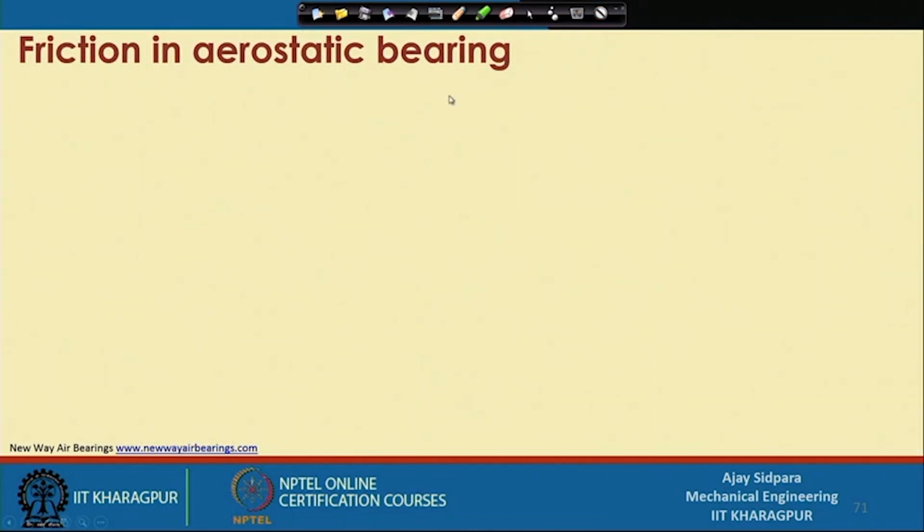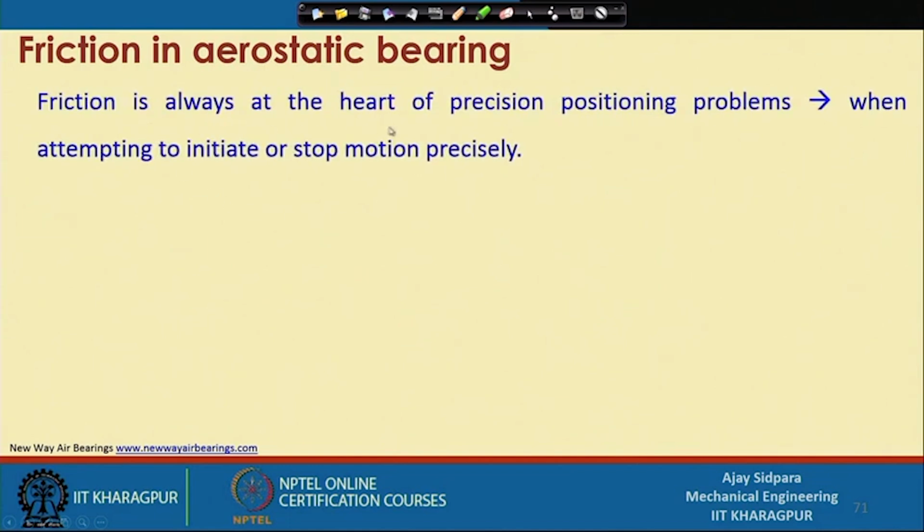Right. So, friction in aerostatic bearing. Friction is always the heart of the precision positioning problem, when attempting to initiate or stop the machine precisely, because friction creates problems at 2 locations. The first is when to initiate the motion, right. Once something is at rest, you have to apply a certain force, after that only it will move further in this direction, right. So, this is the force requirement and this is the displacement. It will not start from 0, it will start from one particular location, and unless you cross that limit, you will not get the displacement, right. This is called stiction.